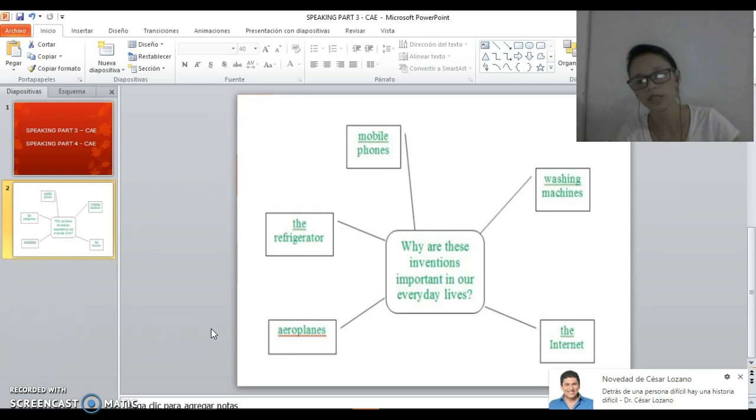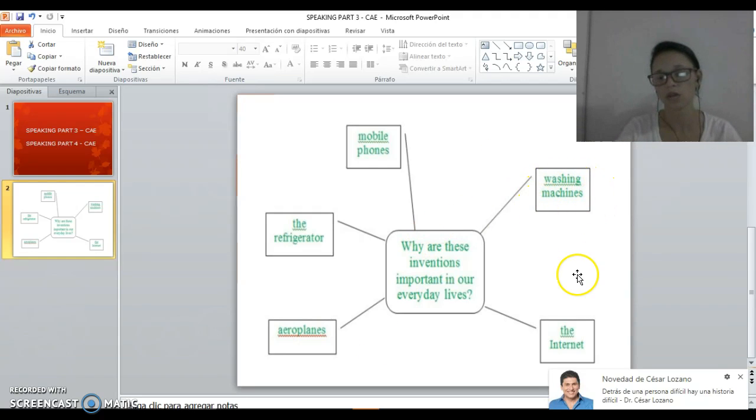The refrigerator is an important invention in everyday life because it keeps our food in a healthy state. I remember when I didn't have this machine, it was really hard for me because I was spoiling too much food. Airplanes are important in our everyday life because they permit us to get to another city or country in a short time.